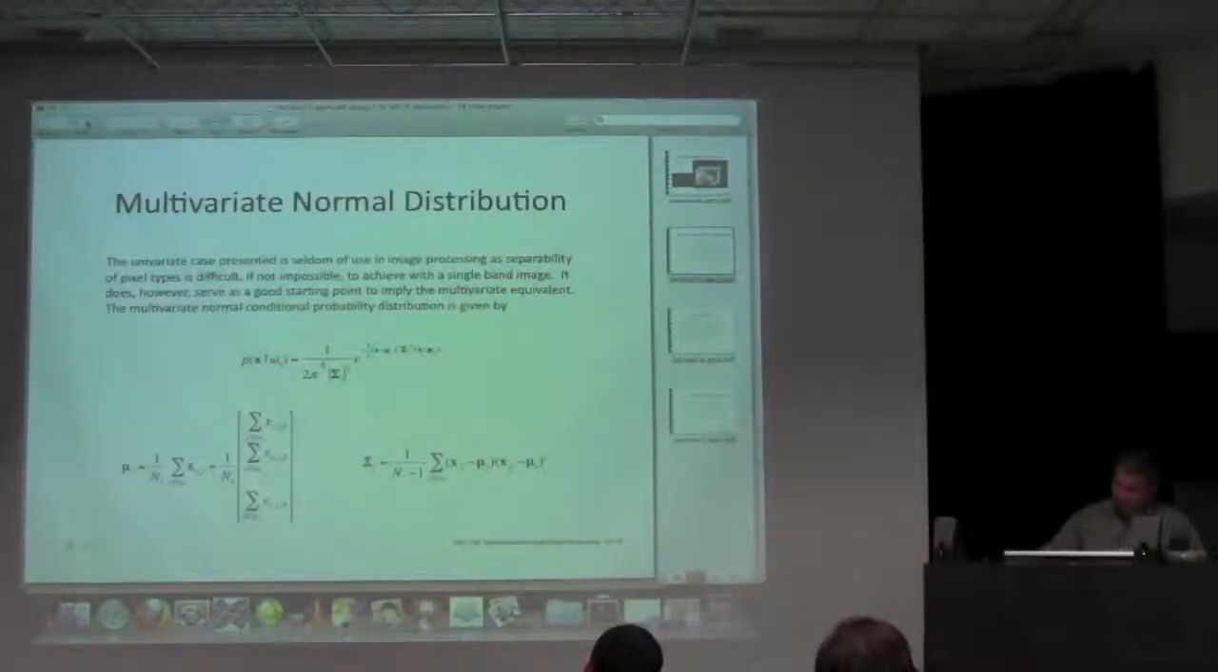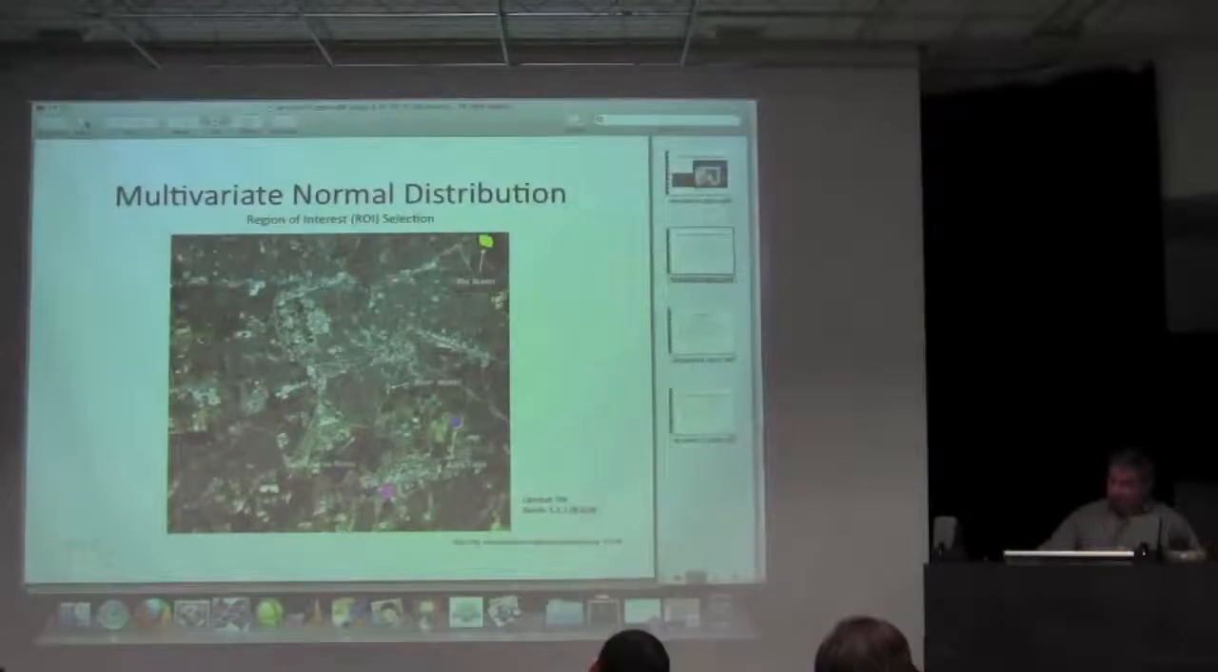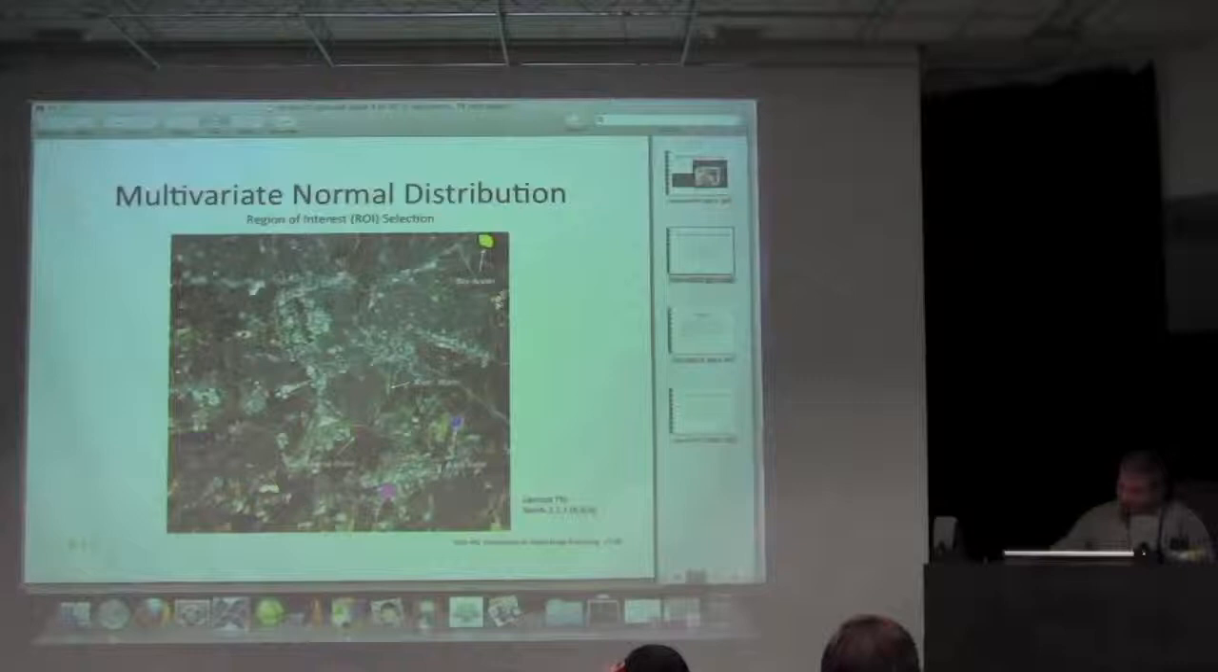All right, so let's look at an example. This is a Landsat Thematic Mapper scene. This is Rochester airport. RIT is like right here. Should have picked that better. Irondequoit Bay, Genesee River. All right, so what did I do?